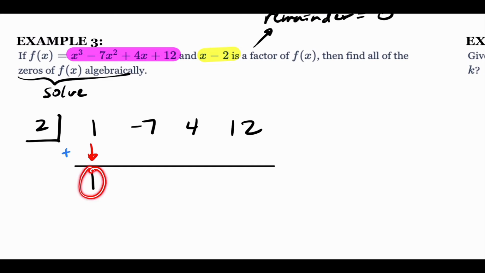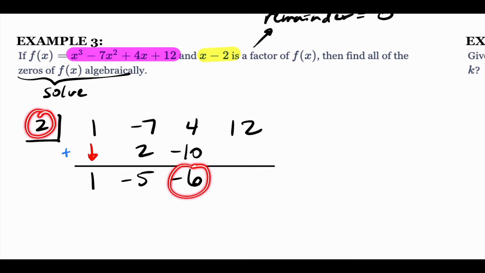Multiply. 2 times 1 makes a 2. Add straight down. I get negative 5. Multiply. I get negative 10. Add straight down. I get negative 6. Multiply one more time. I get negative 12. And my last number is 0. I should have gotten 0 as my last number. That should have happened because it said it was a factor. So I should have gotten no remainder. That's good. That's what I wanted.